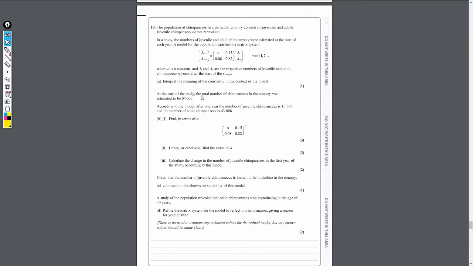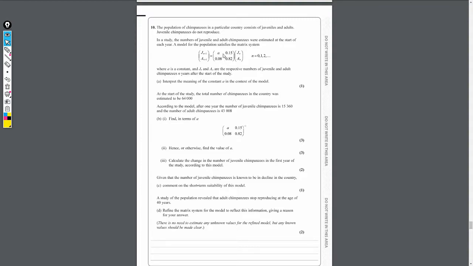and the very first part just asks us to interpret the meaning of the constant A in the context of the model. So it's important to know what's going on. My Jn plus 1 gives me my next population figure for the juveniles, and my An plus 1 gives me the next population figure for the adults.